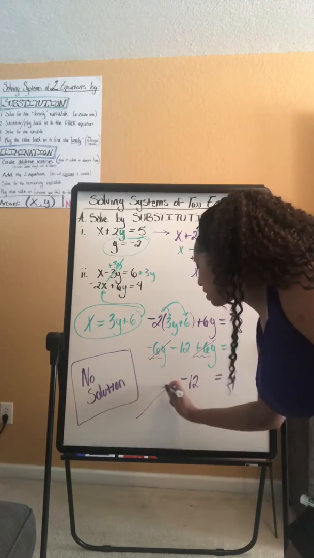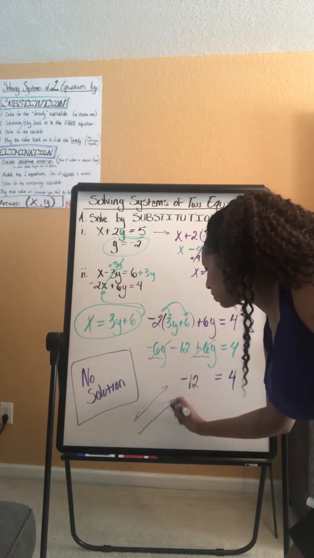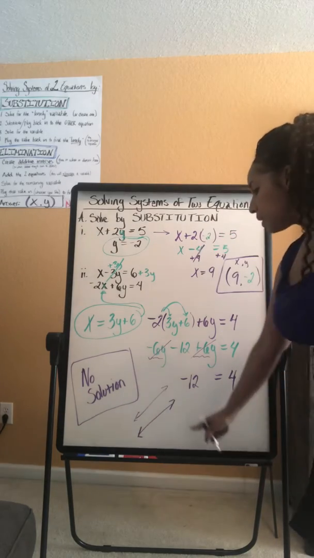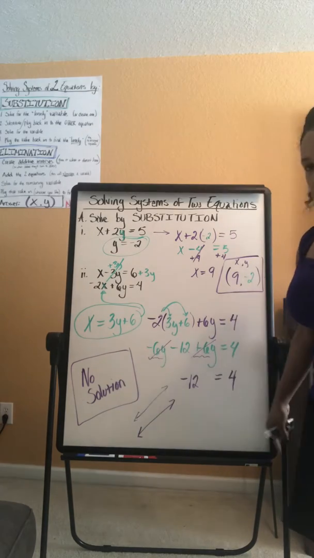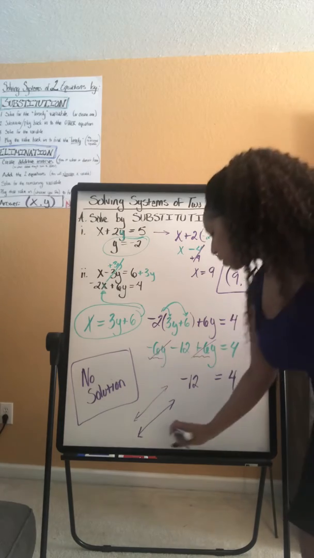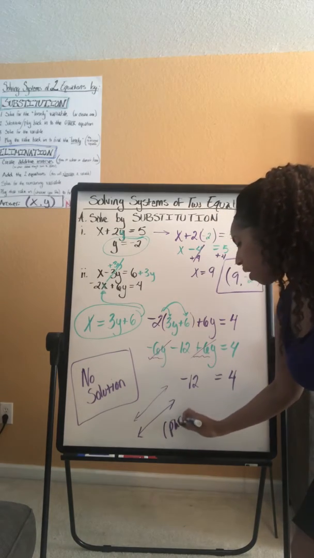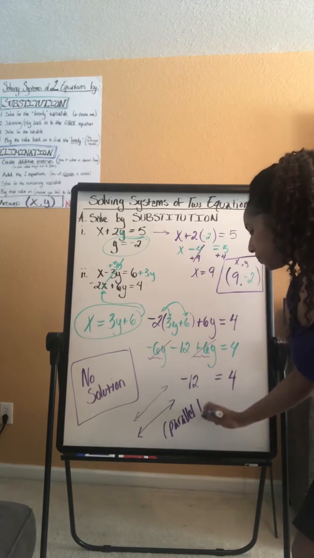If I have two parallel lines, they can be two totally different lines, but if they have the same slope, it doesn't matter how long they go on, they will not cross each other. Therefore, there is no solution. So no solution is a situation of parallel lines.